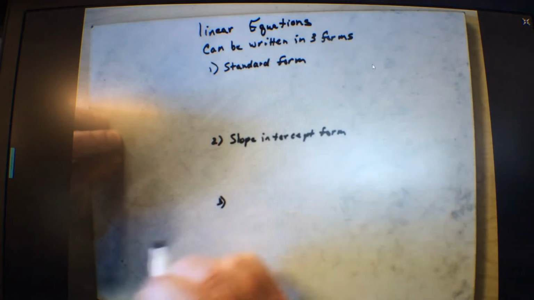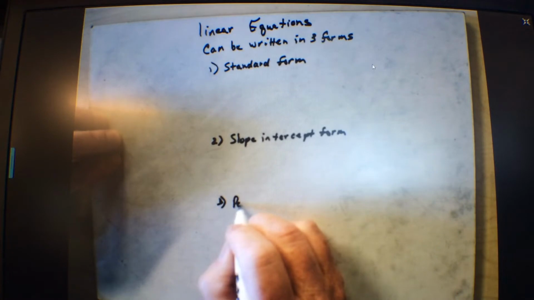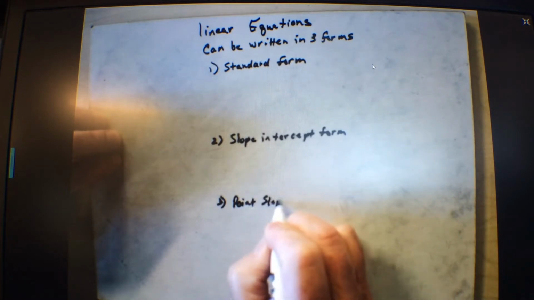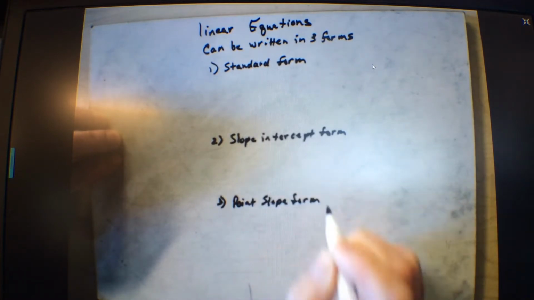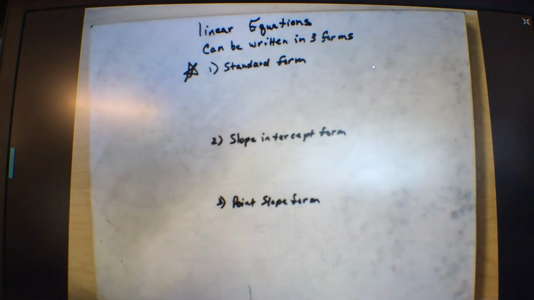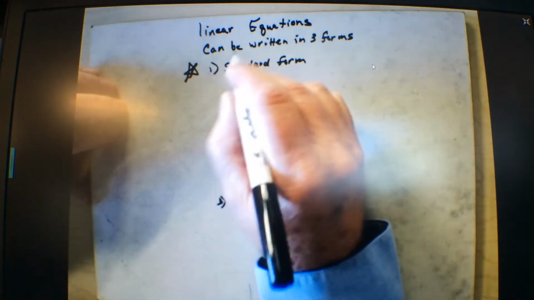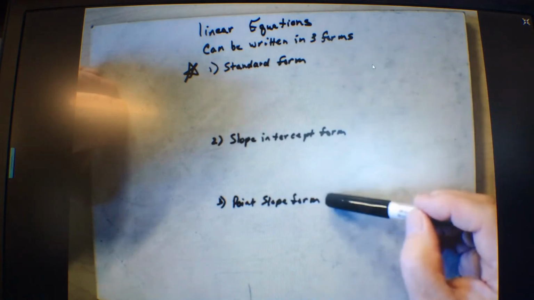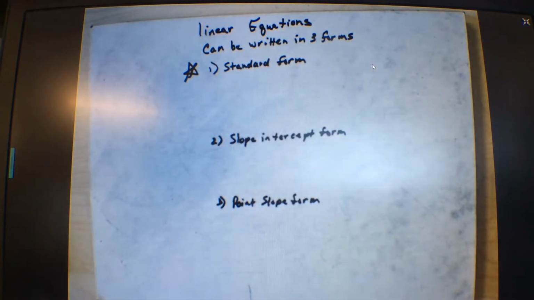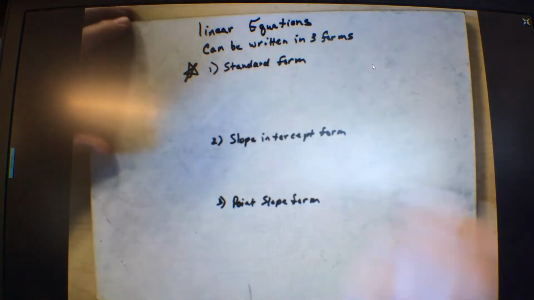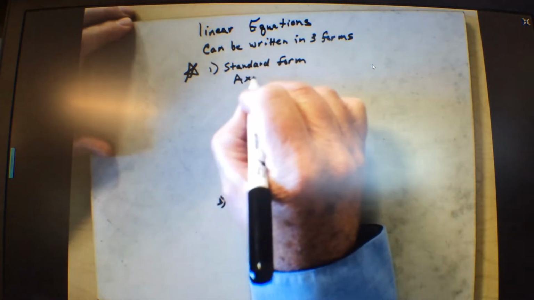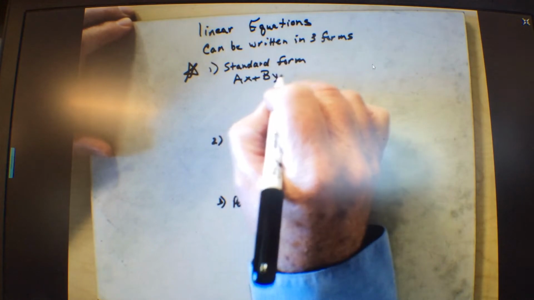And the third one is point-slope form. This is the one I'm going to deal with today, the big star. Okay? We good? All right. Standard form looks like this. Oh, by the way, every line can be written in these three forms except for two types of lines, and I'll talk about those two types today. But this one is AX plus BY equals C.